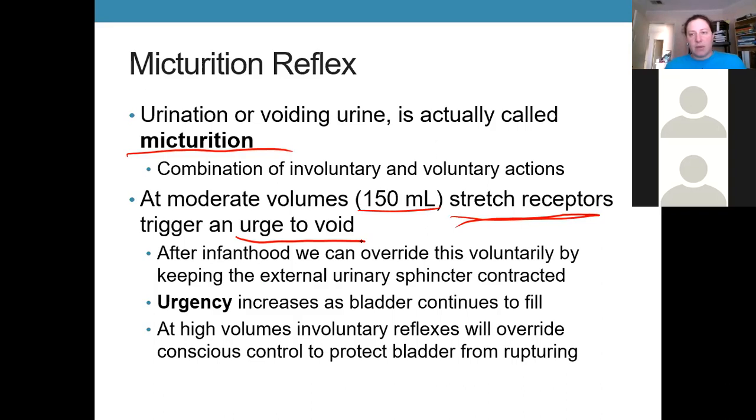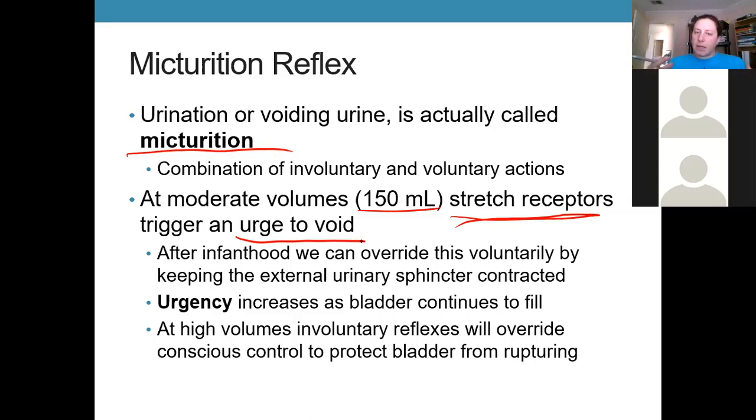When we're babies, we pee. Basically, that's what happens. But when we get old enough, we learn to recognize and then override this reflexive action by using our voluntary control of that skeletal muscle external urinary sphincter. If we keep it contracted, the same thing happens in our bladder as happens to the rectum, where the smooth muscle relaxes and it'll keep filling.